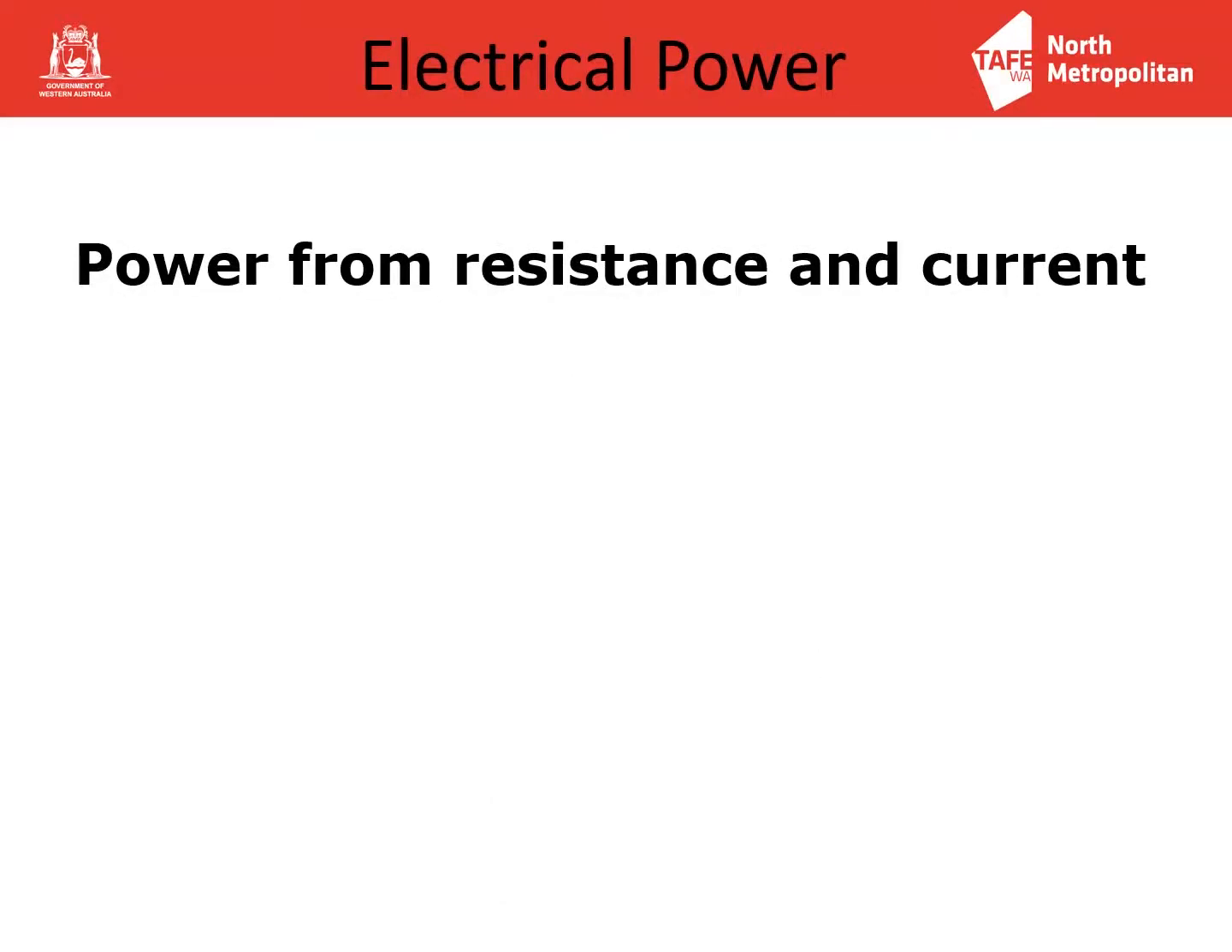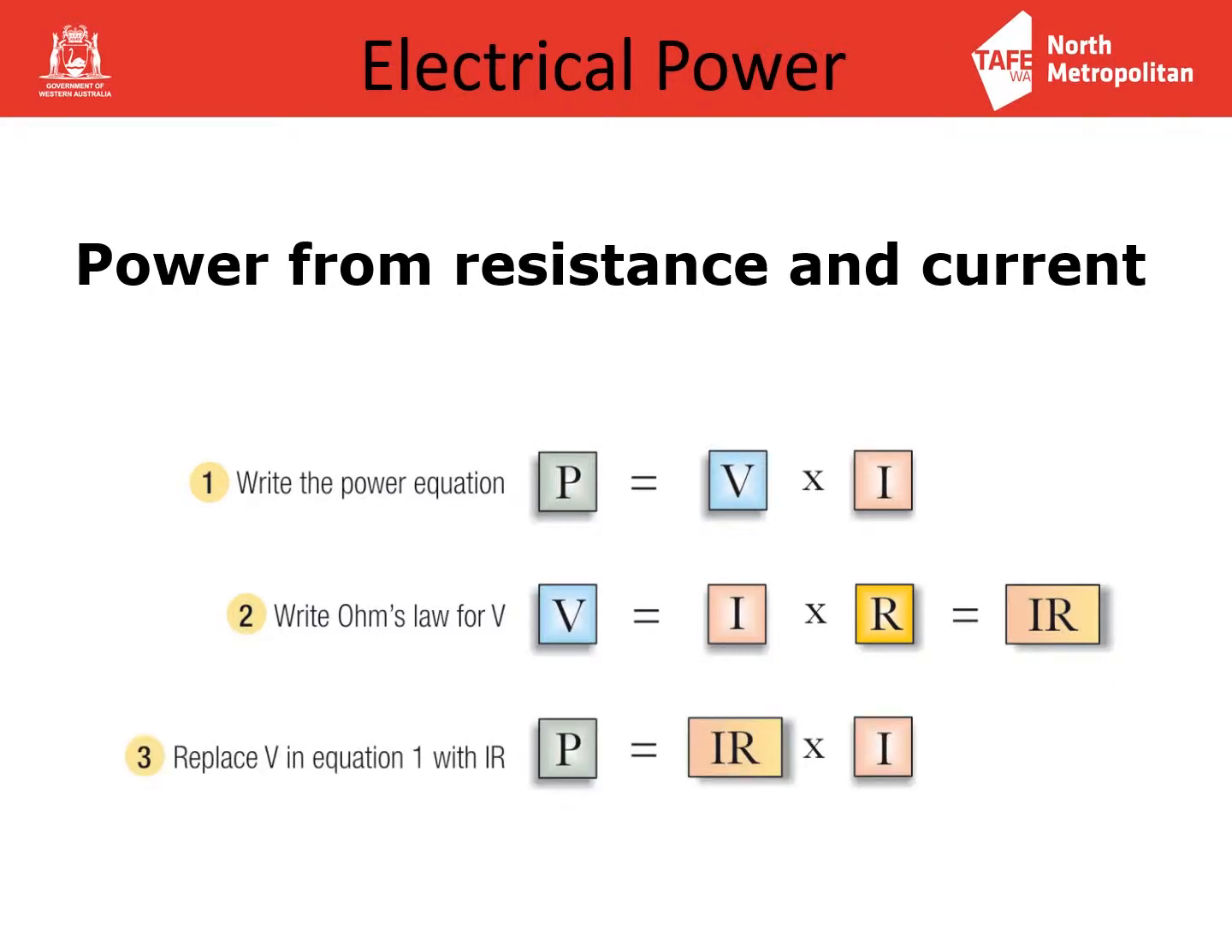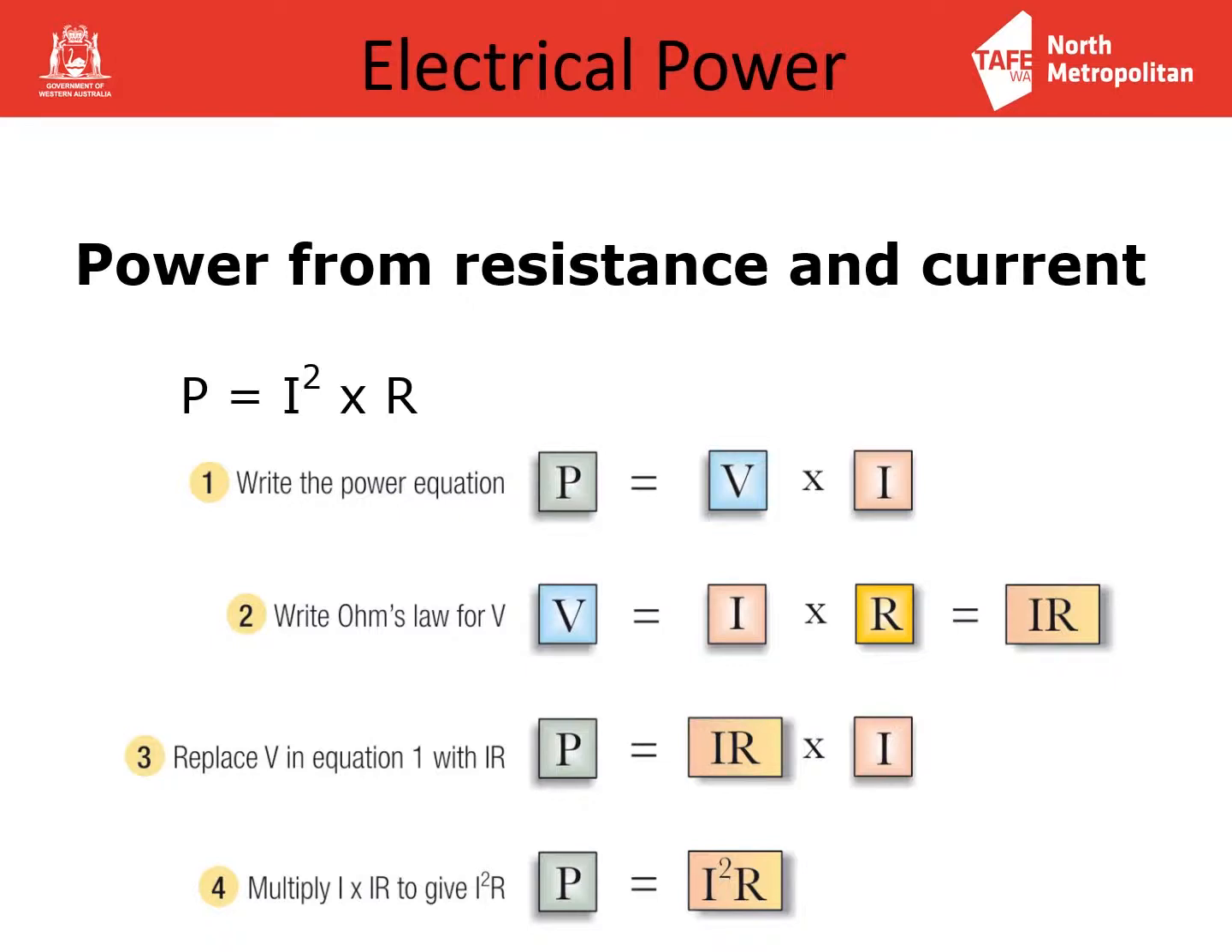Sometimes you may want to calculate power if you only know the current and the resistance. Write down the equation for power equals voltage times current. Now write down the Ohm's law equation for voltage equals current times resistance. In the power equation, substitute the voltage term for the Ohm's law result for voltage. Power equals current times the resistance times the current. This can be simplified to power equals I squared R.